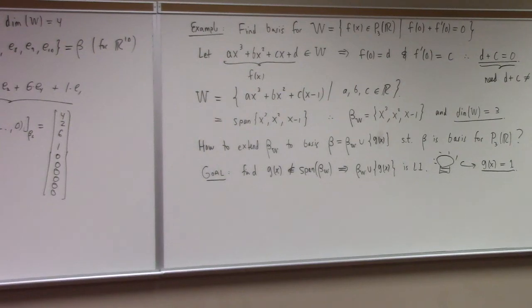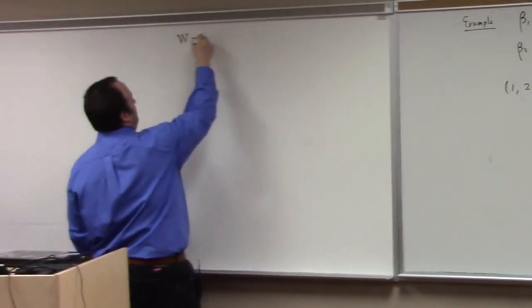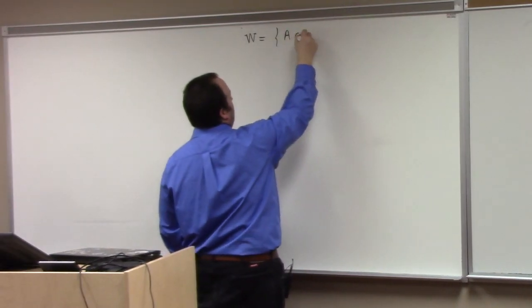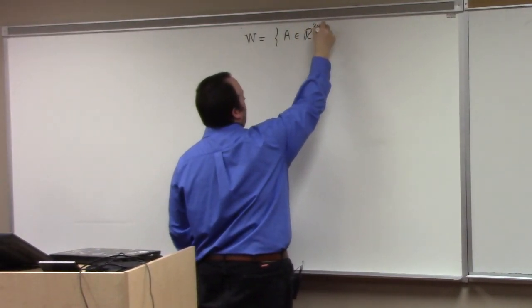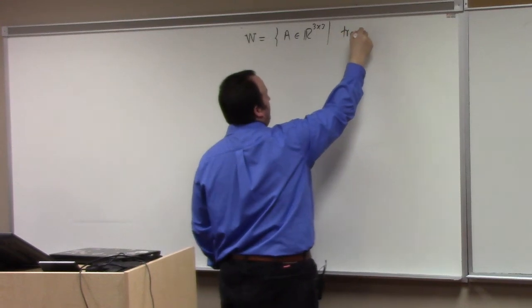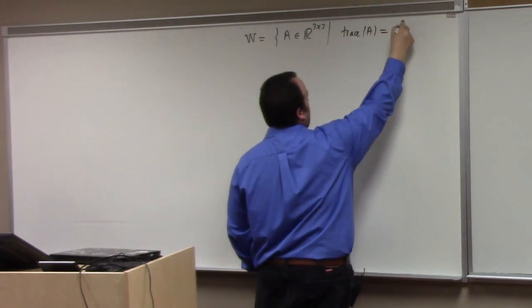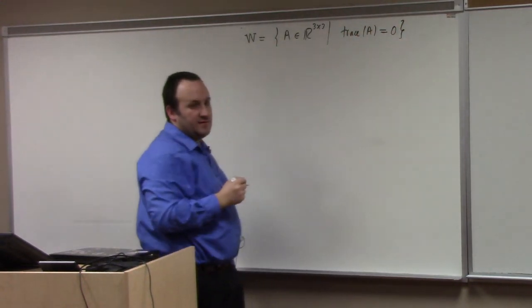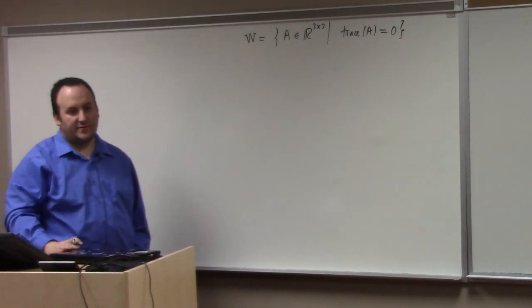I mean, this example is more fun if you do something like this. W is, let's say, the set of A in R3 by 3 such that the trace of A is 0. This is the set of traceless 3 by 3 real matrices.